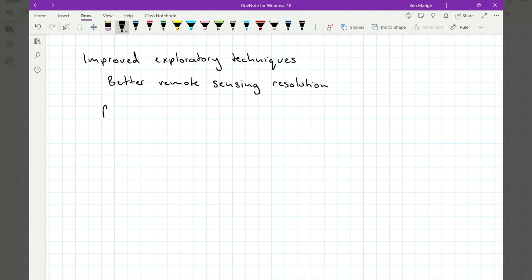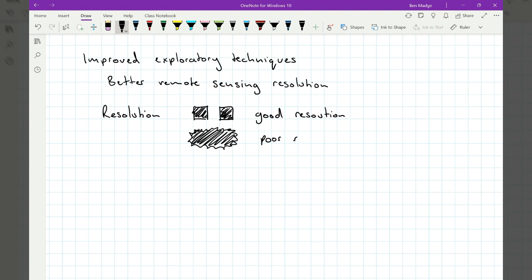So resolution refers to the ability to identify between two distinct points. So if we had good resolution, we would be able to see that these two squares are separate and have a gap between them. If we had poor resolution, we would see them as one blurry mass. So we wouldn't really be able to see between the two of them. And this is a concept you'll have come across in biology when you're talking about things like microscopes, for example.